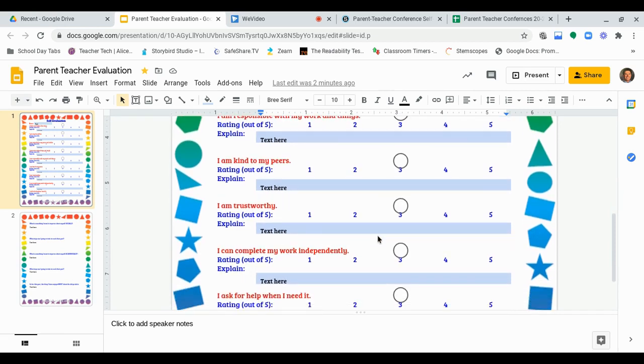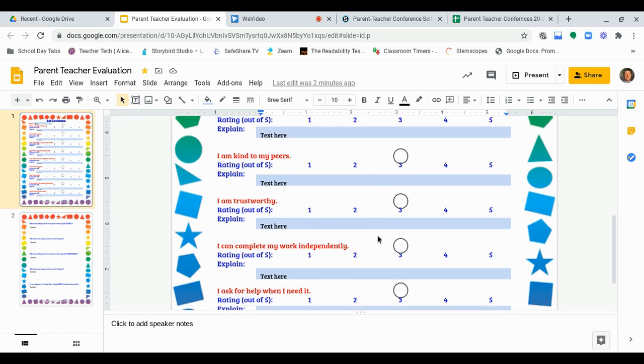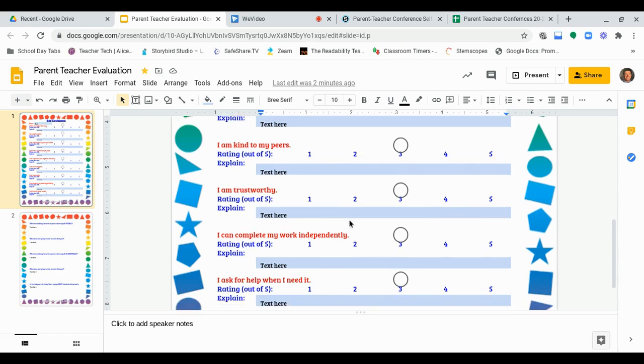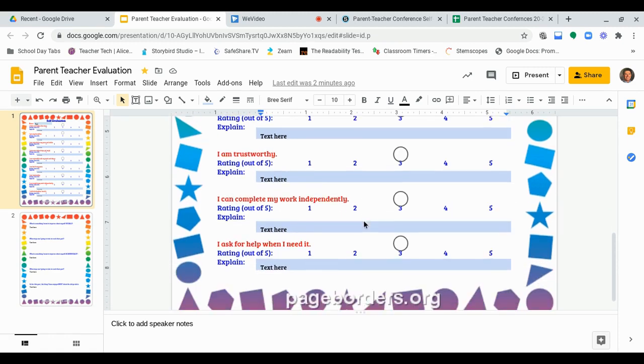And peers would be your classmates, obviously. I am trustworthy. So basically, can you be trusted to do what you're supposed to be doing, when you're supposed to be doing it, etc.? Give yourself a rating on a 1 through 5. And then explain why you gave yourself that rating.